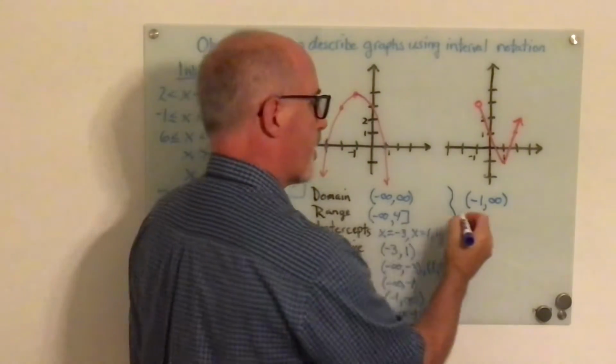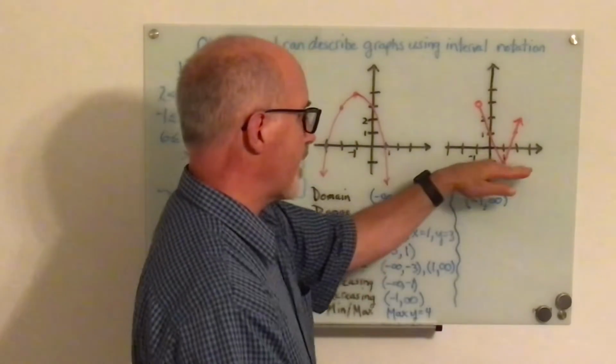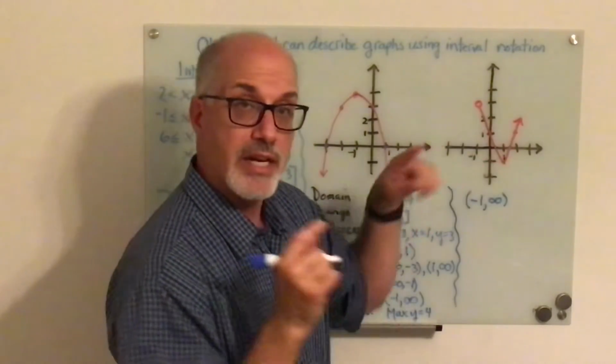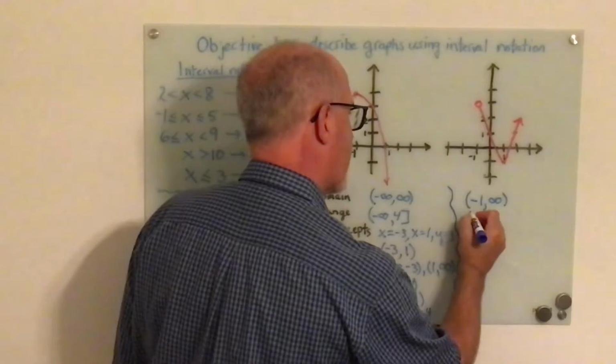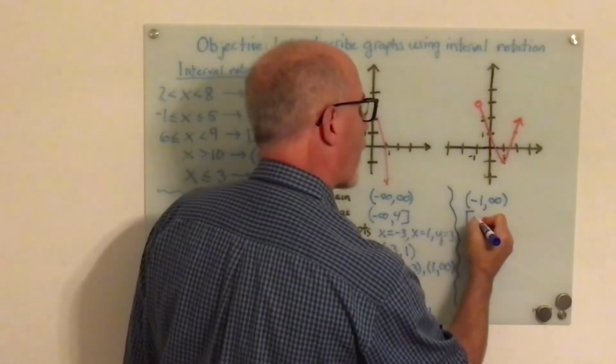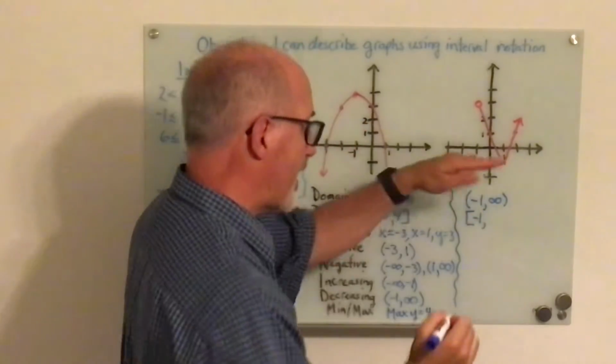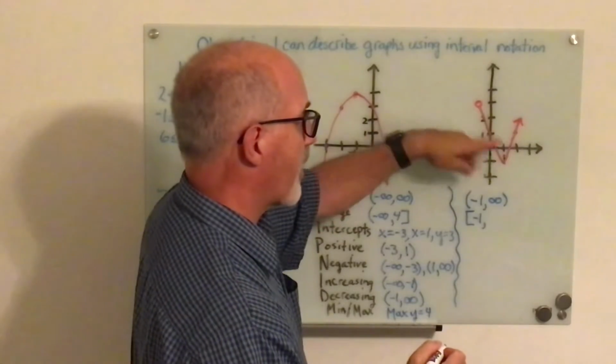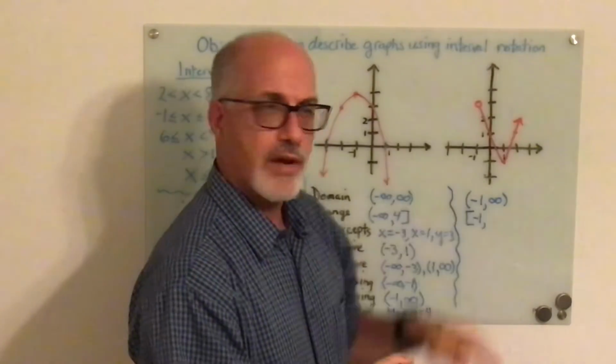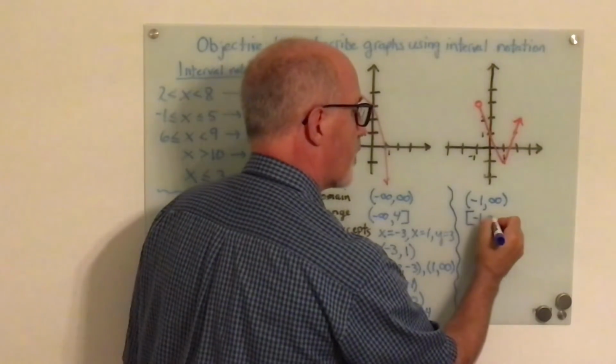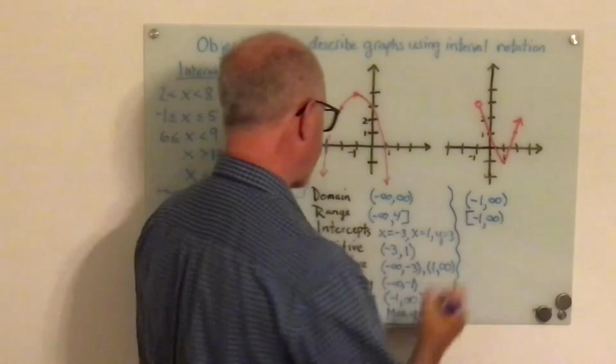The range, on the other hand, the lowest point it gets to is this -1 here, but it includes it. It actually gets to the -1, so that would be a bracket for the -1. And then it doesn't stop there, it goes past it and goes off to infinity. So this would also go off to infinity.